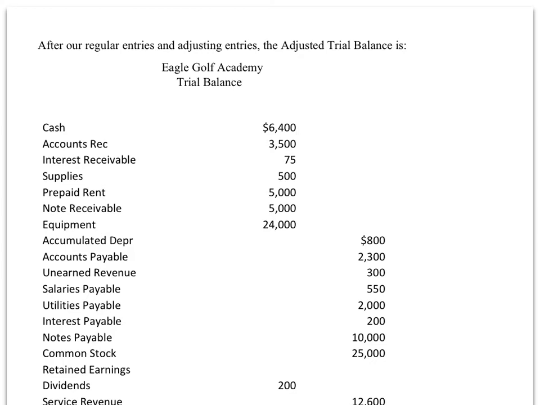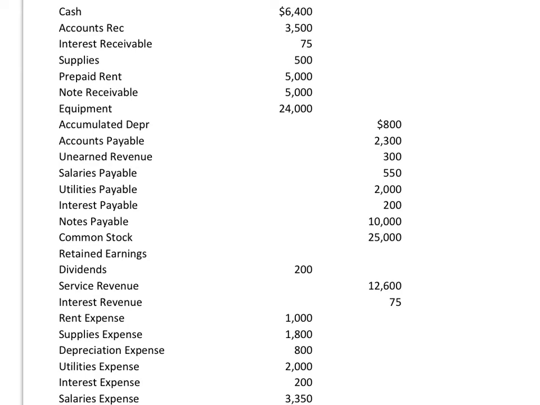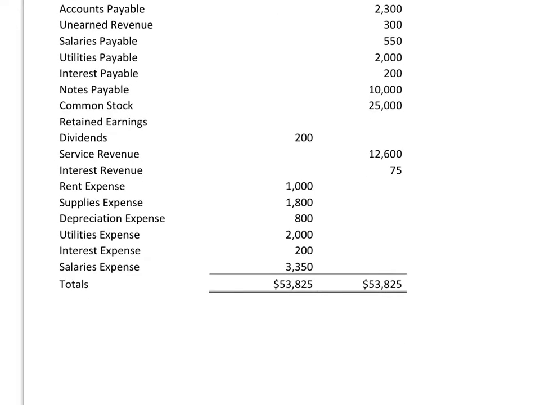Here is the adjusted trial balance for Eagle Golf Academy. Cash, accounts receivable, interest receivable. See, there's a lot more accounts because we put in a couple new incomes. We put in a lot of liabilities related to our expenses. Right? One more revenue and several expenses. In the past, all we had was salaries expense, what we paid. Now, here's all these adjusting entries.